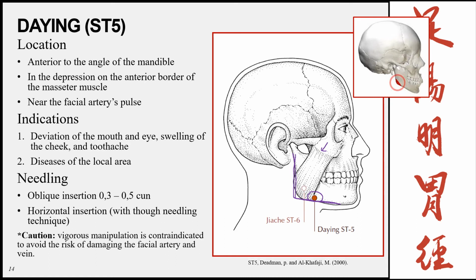Once you have located this point, it is very near to this pulsation. The indications for this point: it can be used for deviation of the mouth and eye, swelling of the cheek and toothache. It can also be used for other diseases of the local area.